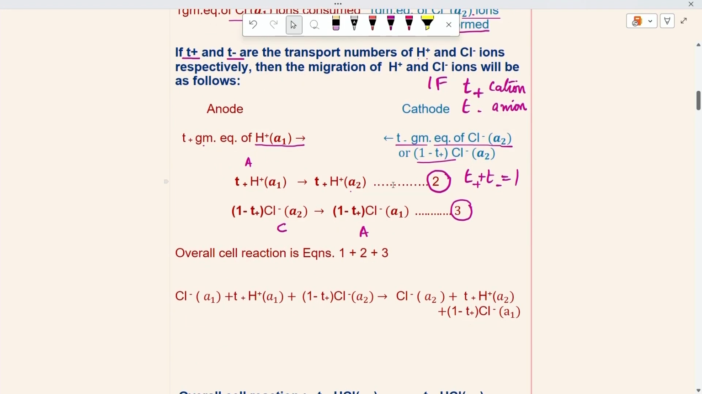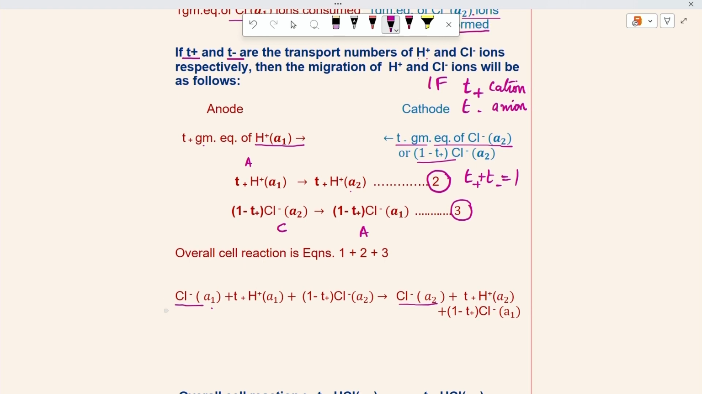Now, the overall reaction taking place within the cell is the cell reaction, which we have already done with the cathode and the anode, plus the migration of the H plus ions and Cl minus ions. So, all these together form the overall cell reaction. I am going to add equations number 1, 2 and 3. Equation number 1 is chloride ion of activity 1 giving chloride ion of activity 2. So, the first one will be chloride ion of activity 1, and on the other side you can see the chloride ion of activity 2.